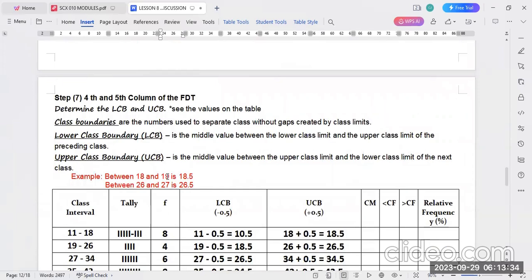Next, we have the fourth and fifth column. We have the LCB and UCB, the lower class boundary and the upper class boundary. So, lower class boundary is the middle value between the lower class limit and the upper class limit of the preceding class. And the upper class boundary is the middle value between the upper class limit and the lower class limit of the next class.